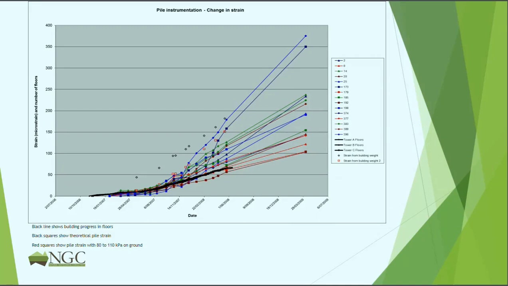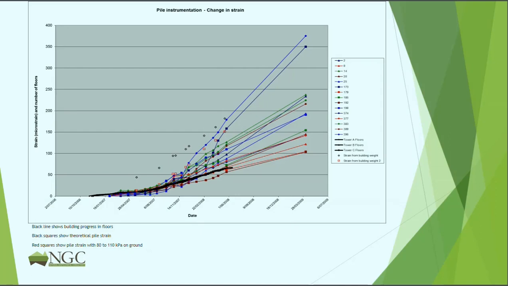These are the individual pile strain readings plotted against time. The black line here is the height of the building, just plotted as floors. So it goes up to about 70 floors. These black diamonds represent the strain that would be expected in the pile if all of the load of the building went onto the piles. And you can see that it obviously wasn't going onto the piles at the early stage.